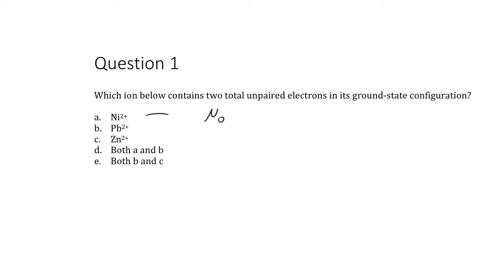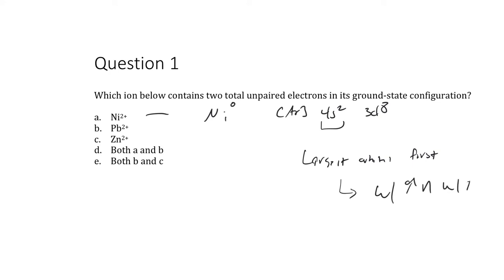For a cation configuration, start with the neutral atom. So nickel would be argon 4s2 3d8, and we take the electrons away from the largest orbital first. The largest orbital is the one with the highest n value and the highest L value. Highest n is 4, so we take those 4s2 away and get 3d8 for nickel 2+. 3d8: 1, 2, 3, 4, 5, then 1, 2, 3, 4, 5, 6, 7, 8. That's 2 unpaired electrons.